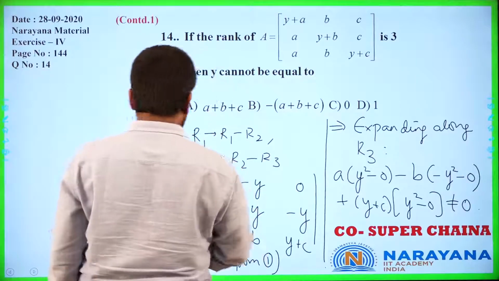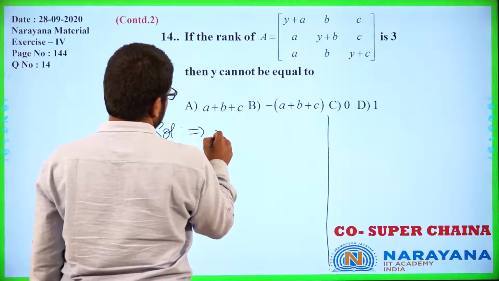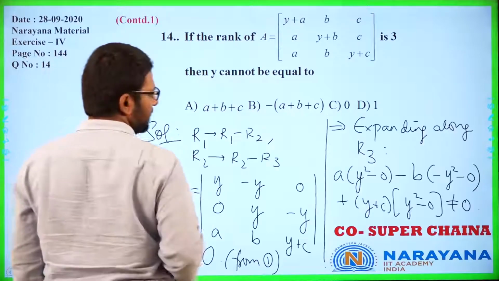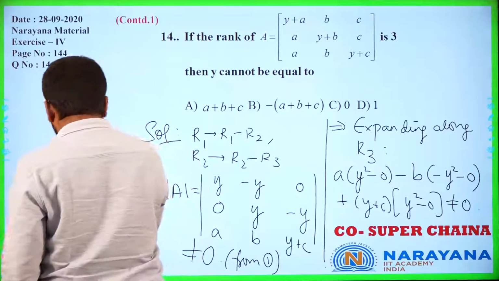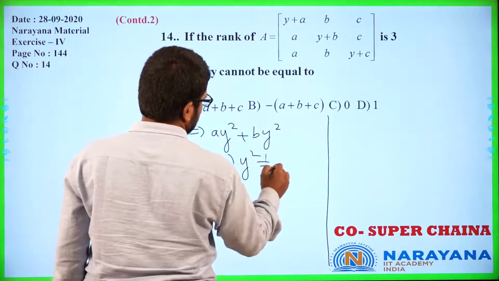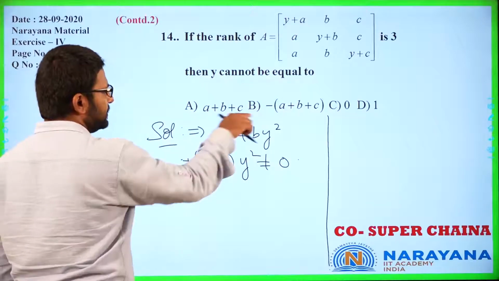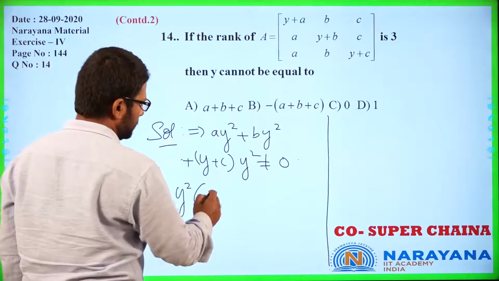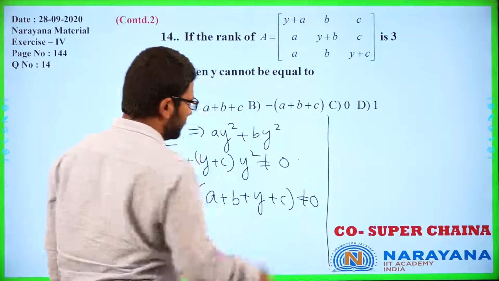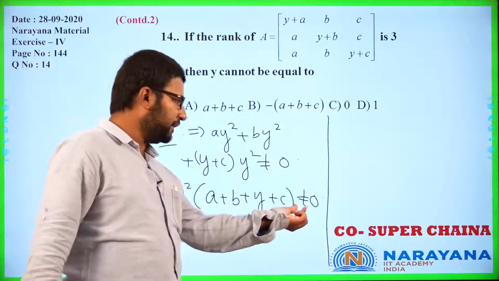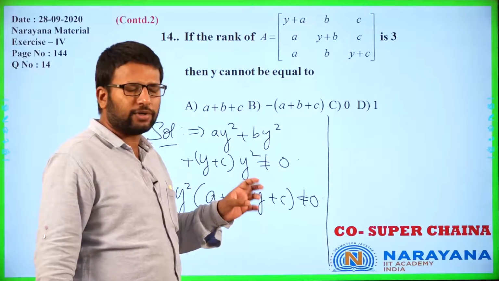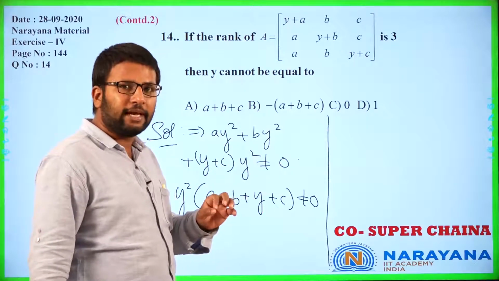A into y square plus B into y square plus y plus C into y square is not equal to 0. Which means, you see, y square we can take common: y square into A plus B plus y plus C is not equal to 0, correct? Now you can treat the non-equality the same way as you treat equality.